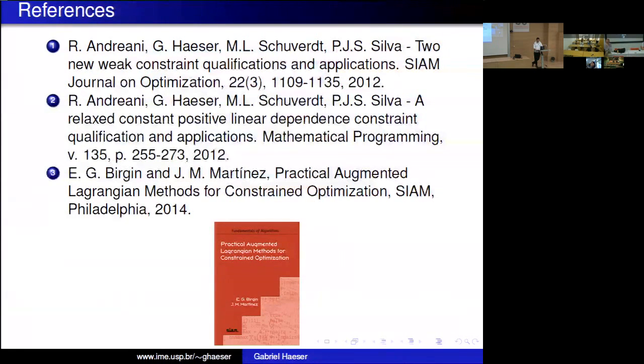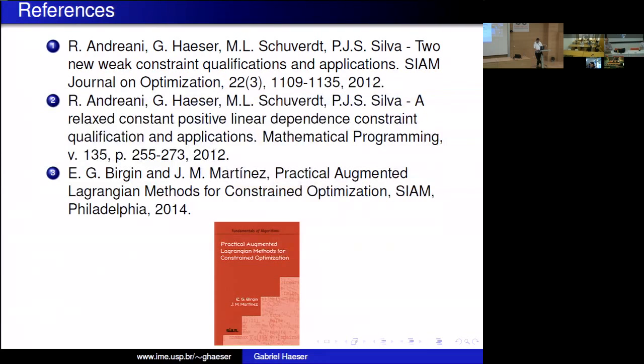And they are the experts on the software. So they own the rights for the Algencan software, and they wrote this book on practical augmented Lagrangian methods. And in this book, you can find many interesting things about constraint qualifications and sequential optimality conditions, and many things that I mentioned in the first and second lecture, you can also find in this book.